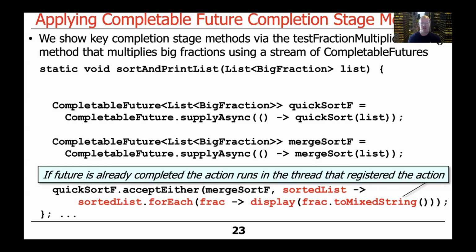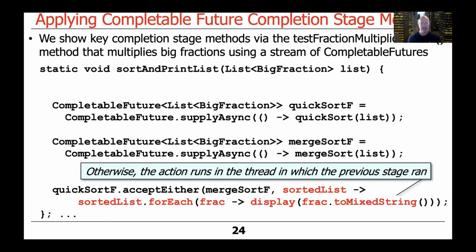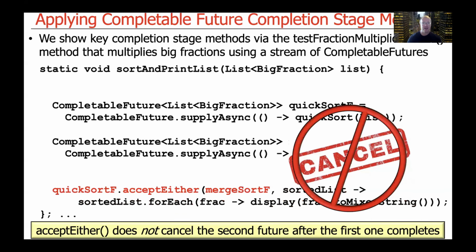Now, an interesting issue is if the future has completed right away, then the action, which in this case is going to print the results, will run in the thread that registered the action. So that's one way you get the results. Otherwise, if it takes a while for either of those completable futures to finish, then the action will run in the thread in which the previous stage ran. So it can either be the calling thread or some background thread where this computation gets run.